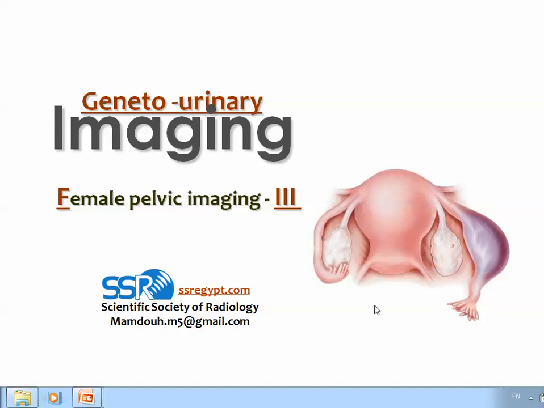The first one will deal with some of the benign ovarian pathology, and the second one will deal with the malignant ovarian lesions, fallopian tube pathology, and finally the vaginal pathology.